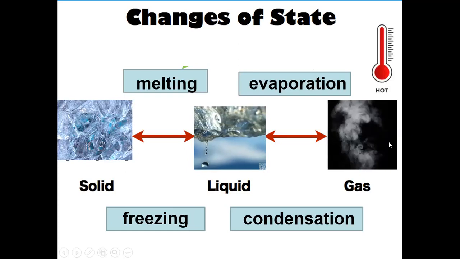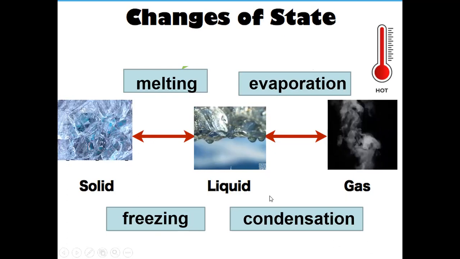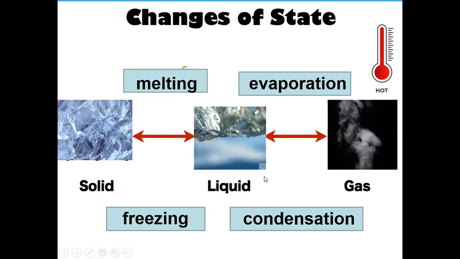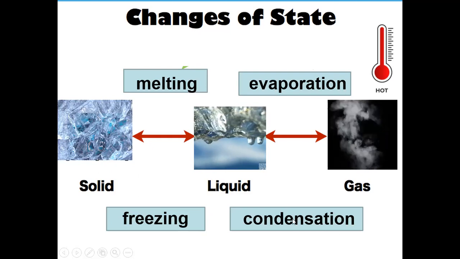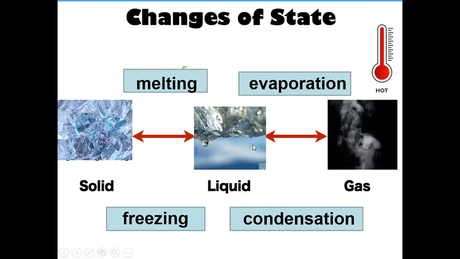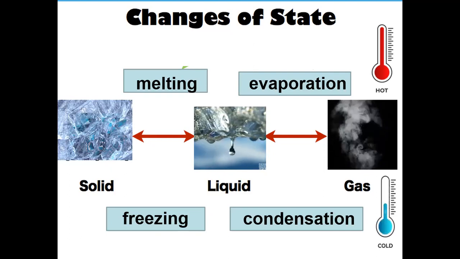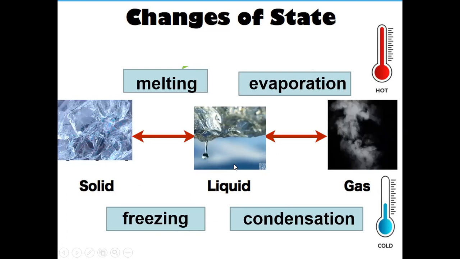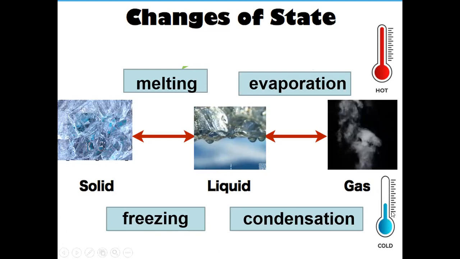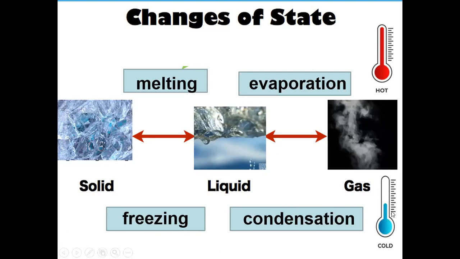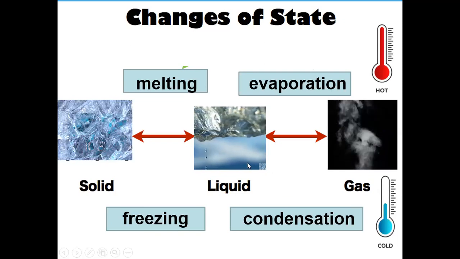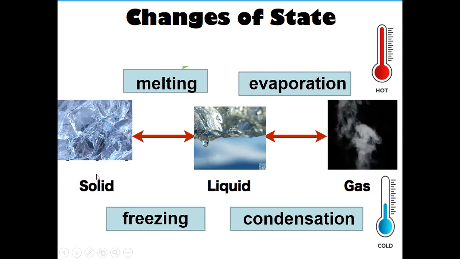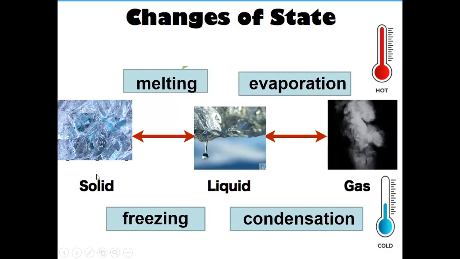Okay, after that, we can change one more time the steam or water vapor into water again. So from gas into liquid, this is condensation, and this needs cooler surfaces like glass. We notice it every day in our kitchen. Also, when we change liquid into solid, this is freezing, okay?